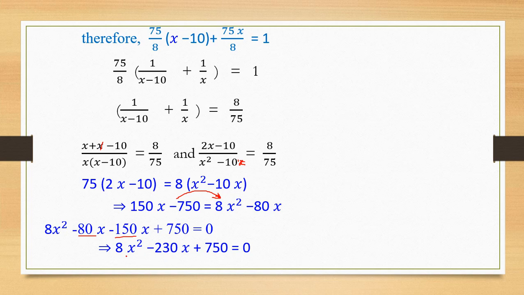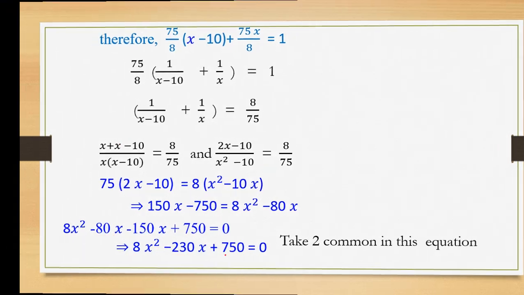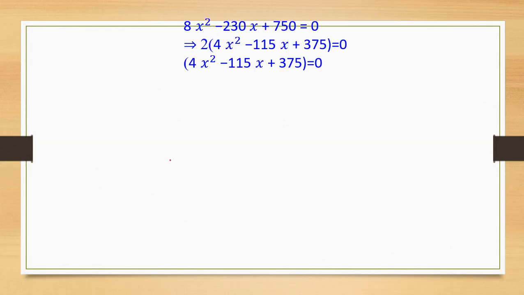All these constant terms here, the integers, are divisible by 2 as they are even numbers. So we can take 2 common in this equation. By taking 2 common, we get 2 into 4x square minus 115x plus 375 is equals to 0. So this 2 will transpose to the right hand side, becomes 0 upon 2, and 0 upon 2 is equals to 0. So the equation we now get is 4x square minus 115x plus 375 is equals to 0.